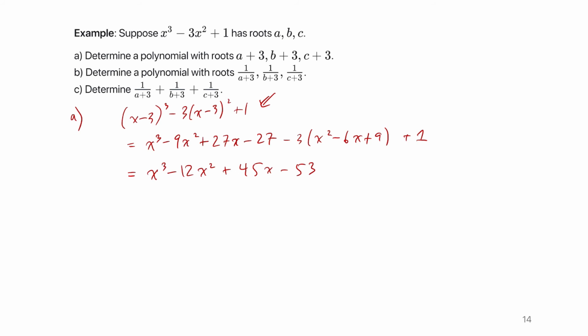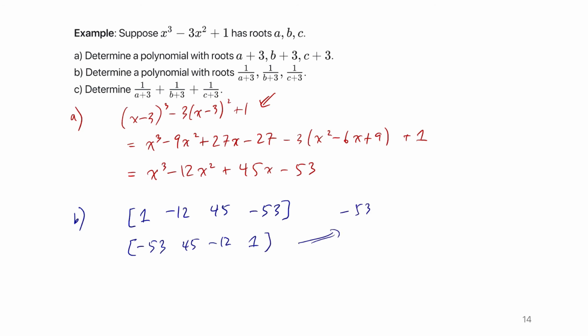So now the question is, this is a polynomial with roots a plus 3, b plus 3, and c plus 3. What's a polynomial with roots 1 over a plus 3, 1 over b plus 3, and 1 over c plus 3? Well, it's the polynomial you get when you reverse the order of these coefficients. So the coefficient vector for this polynomial is 1, negative 12, 45, and negative 53, and the reverse of that is negative 53, 45, negative 12, and 1, which gives us negative 53x cubed plus 45x squared minus 12x plus 1.